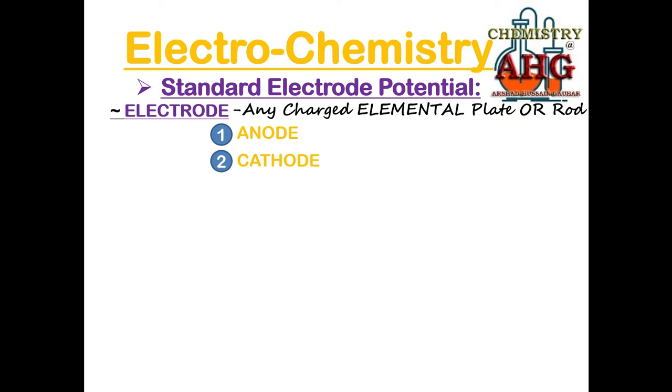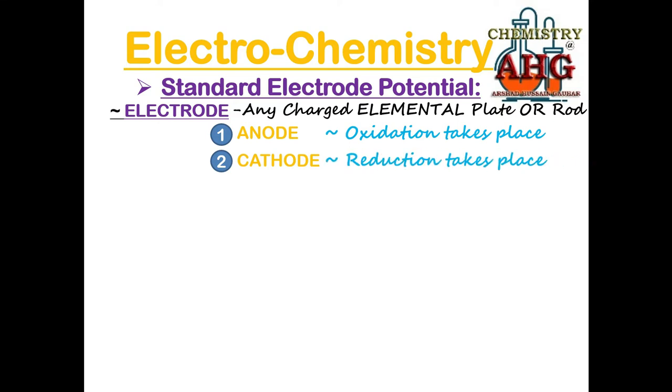So it is best to define anode and cathode not with respect to the charge, rather with respect to the process. So what you must remember now for your future, for your higher levels, if you are studying chemistry: what is anode? Anode is the electrode at which oxidation takes place. This is the best definition for anode: electrode at which oxidation takes place. And cathode is the electrode at which reduction takes place. Anode, where oxidation takes place; cathode, where reduction takes place.